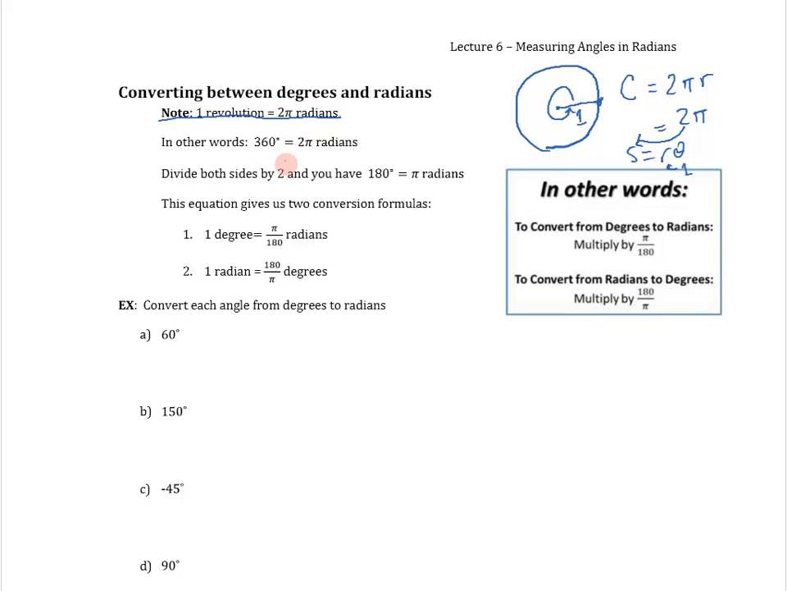So in other words, 360 degrees is equal to 2 pi radians, or if I divide both sides of that equation by 2, I have this relationship right here: pi radians is 180 degrees.